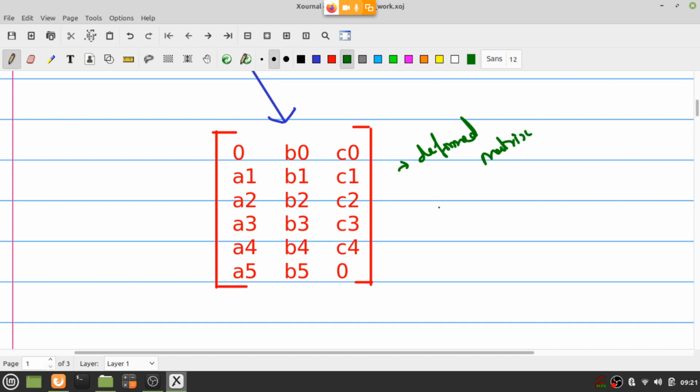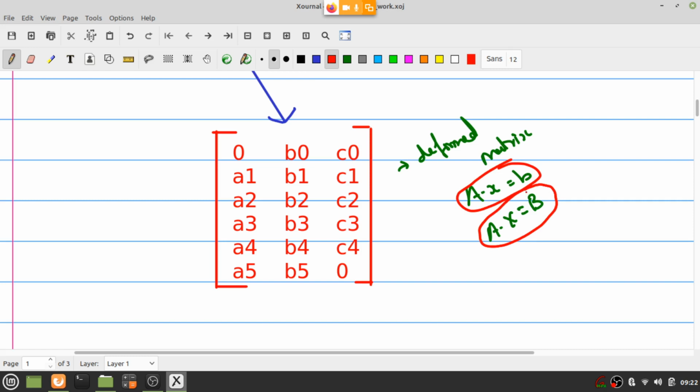Since it is deformed, what is the matrix multiplication we are doing? A dot x equal to b. This is the matrix multiplication we are doing. So this entire algorithm itself has to be modified. You got it? Am I clear, everyone? Yes, sir. So you have to modify the algorithm itself.